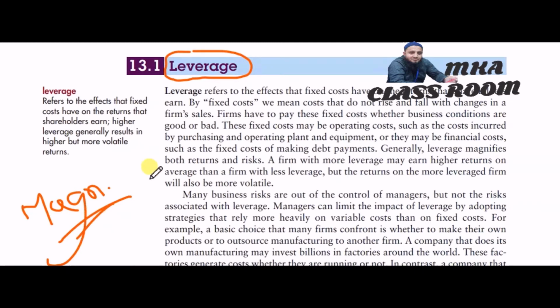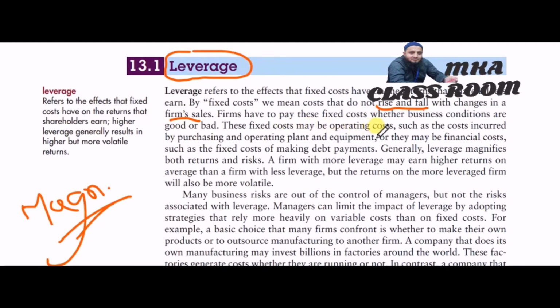A lever is the mechanism we use to uphold a product. So leverage refers to the effect that the fixed costs have on returns that shareholders earn. By fixed cost, we mean costs that do not rise and fall with the changes in a firm's sales. Firms have to pay this fixed cost whether business conditions are good or bad.